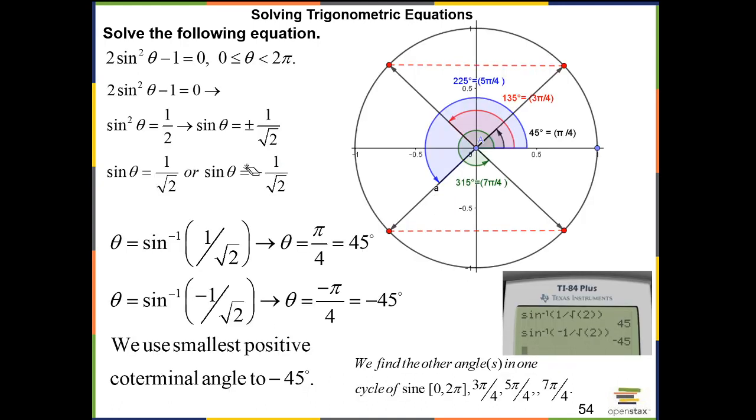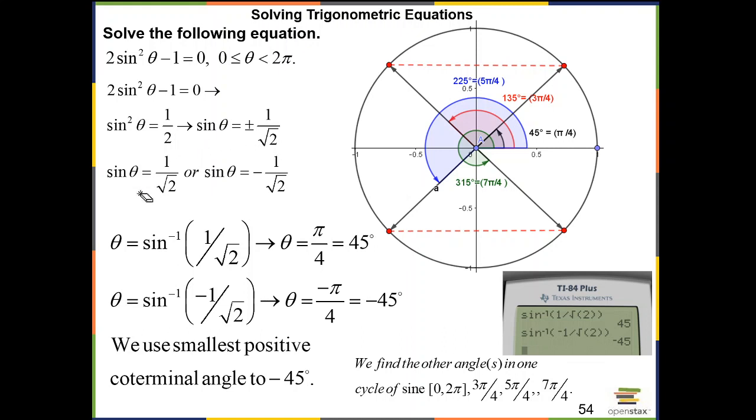All right, here is another one. 2 sine squared minus 1 equals 0. And we are interested again in solutions only in this range of values. Well, again, we isolate sine squared. Well, that's not good enough because we have to isolate sine. So what do we do? We take the square root of both sides. So we get sine equals plus and minus 1 over square root of 2.